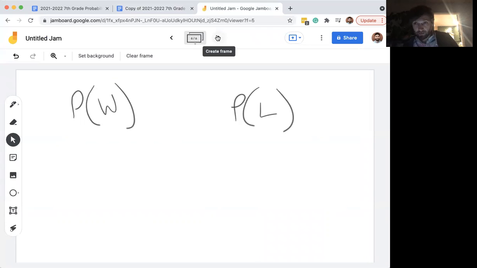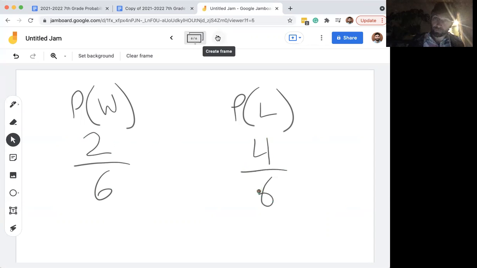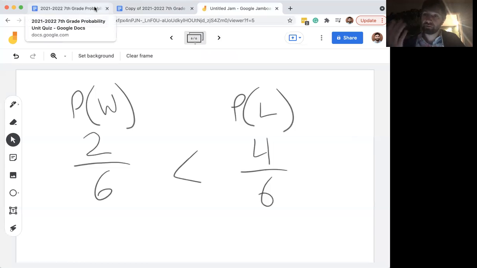In this case, we're working with theoretical probability here. When you're determining if a game is fair, you use the theoretical probability. So the theoretical probability of winning we determined was 2 out of 6, or 2/6, and losing was 4 out of 6, or 4/6. So 4/6 is twice as big as 2/6. So you're twice as likely to lose as win. So we would say that that game is not fair, because the probability of losing is much greater than the probability of winning.